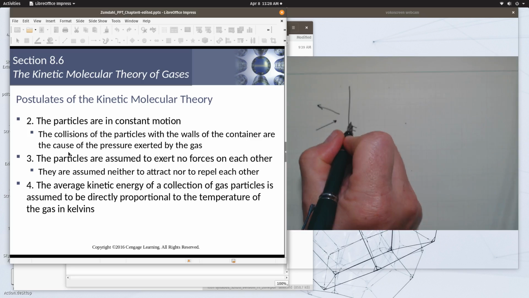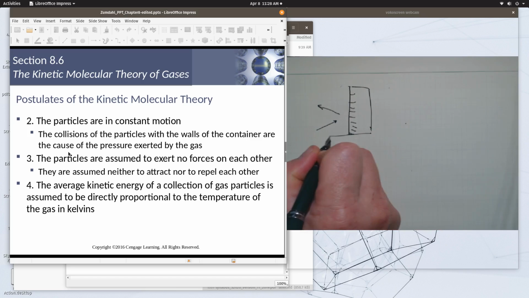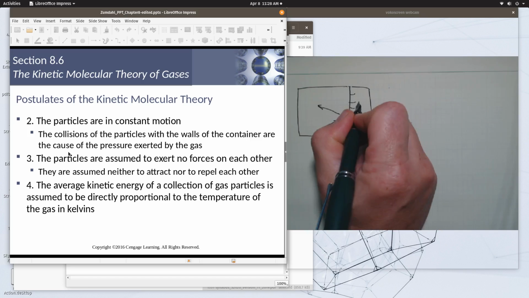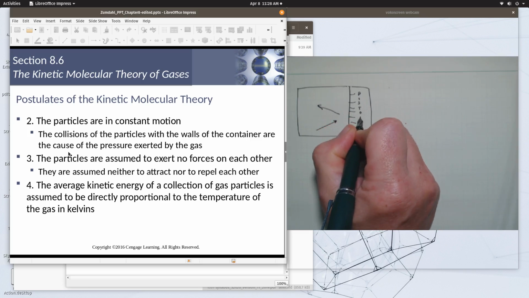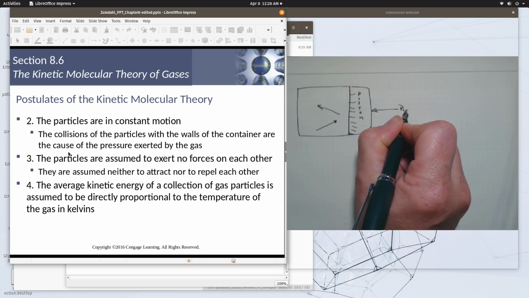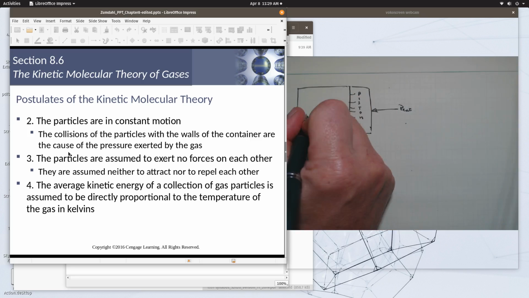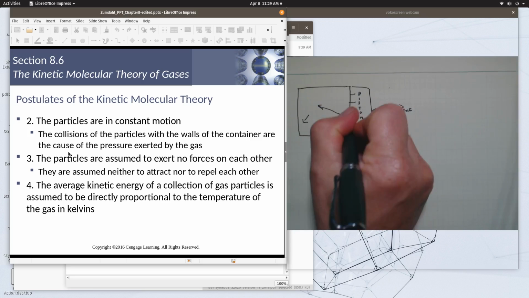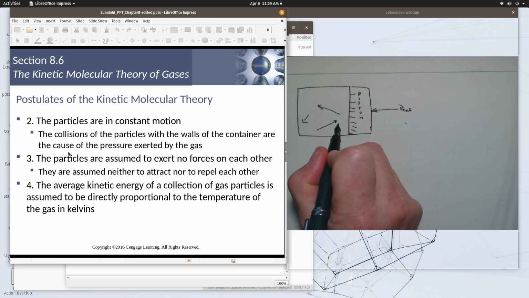Here's a wall, and maybe I can think about this as a piston. Here's a container, and here's a piston, and I have a force, an external pressure pushing on that piston. I've got gas molecules inside bouncing off the walls of that piston, causing it to move forward a little bit and backwards a little bit.